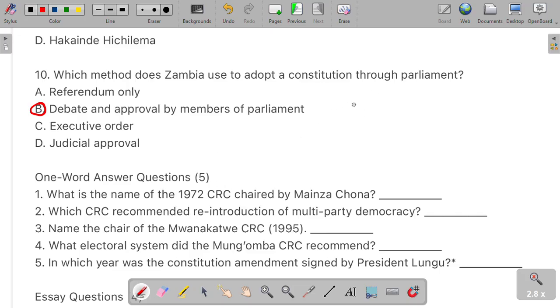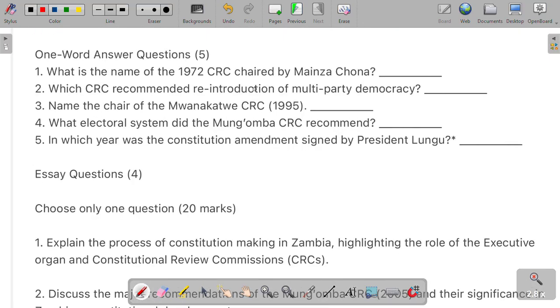Okay, so we are done with questions from section A. Those were 10 questions. Let's now do one word answer. Question 1. What is the name of the 1972 CRC chaired by Mainza Chona? The correct answer here is Chona. It was the Chona CRC.